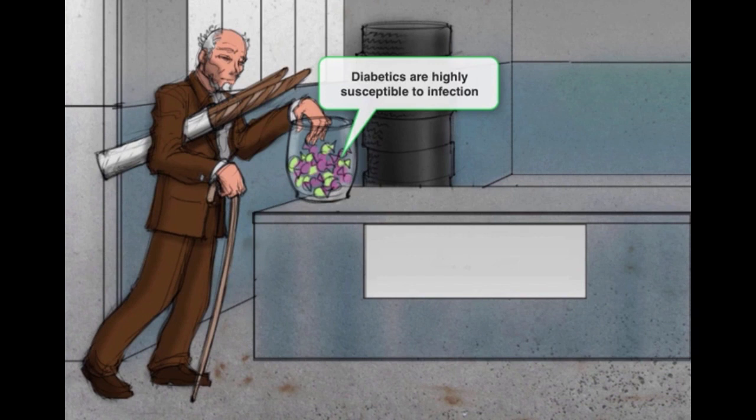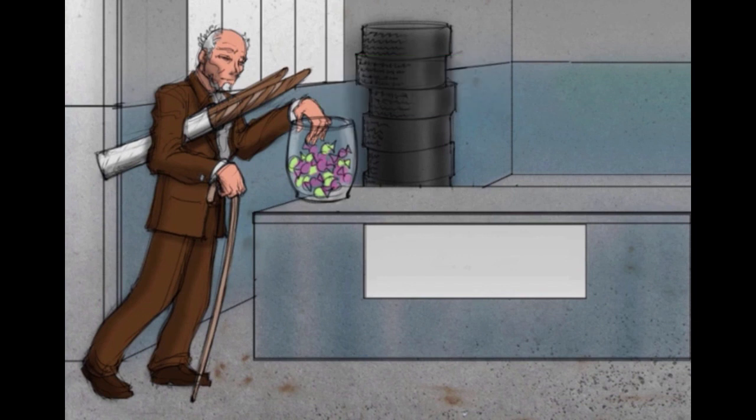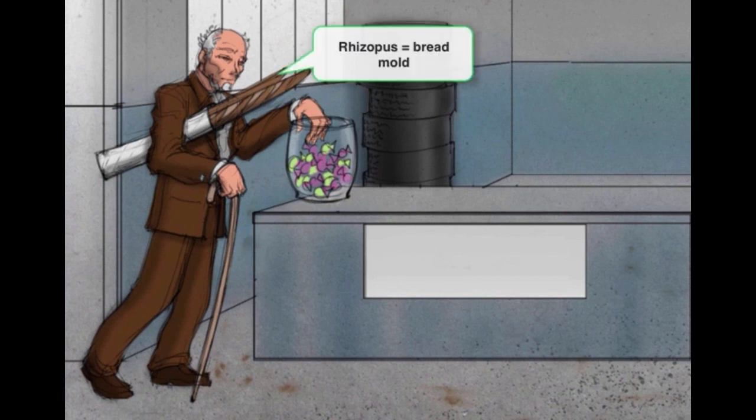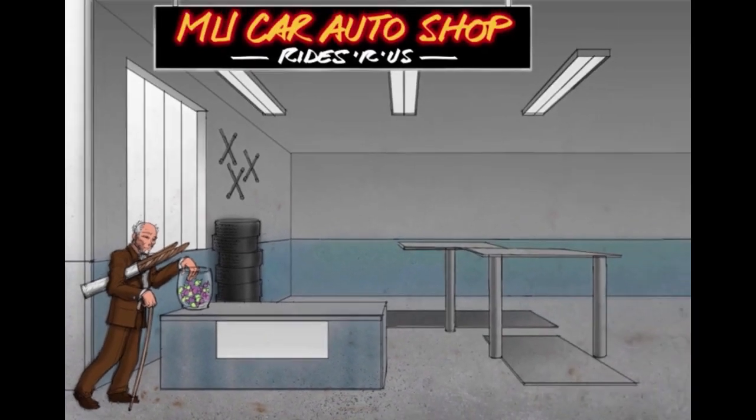And lastly, notice the baguette in his arm. What is this supposed to represent? No, not French people. It actually represents itself, bread. Rhizopus is essentially a bread mold. So, yep, baguettes are a susceptible population as well. Poor baguettes.